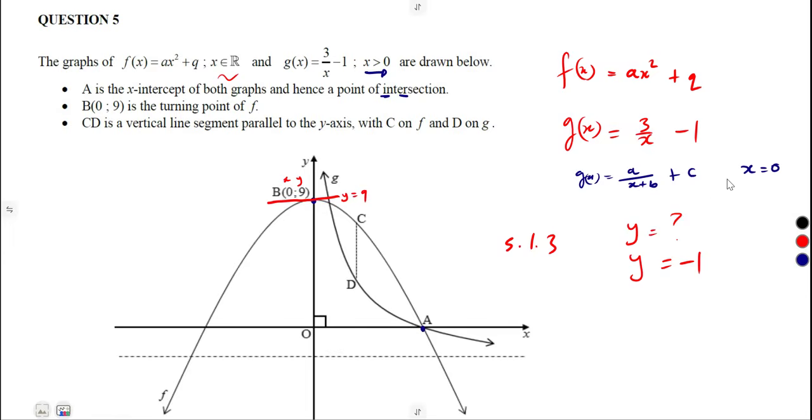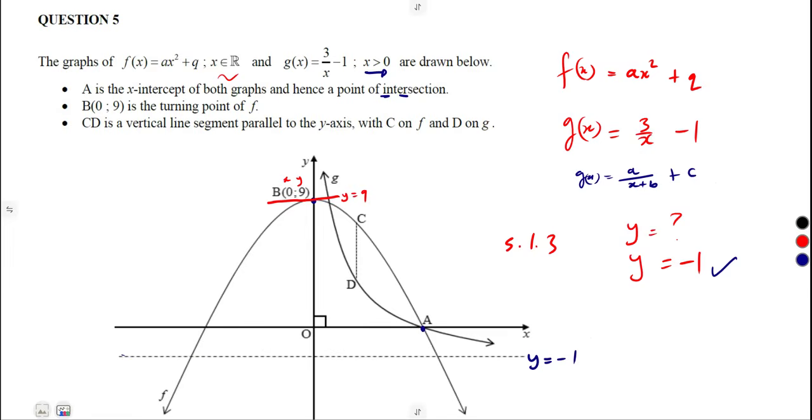X will be equal to what? X will be equal to 0. But we are not asked about this one. We are asked about the horizontal lines. These are the lines of y is equal to something. So that's where we have got here: y is equal to negative 1. This is the part of the asymptote.